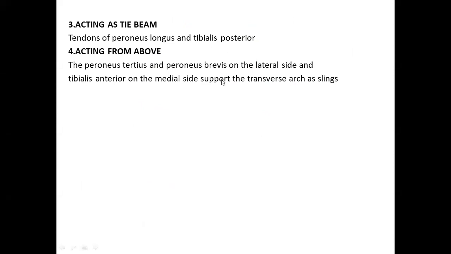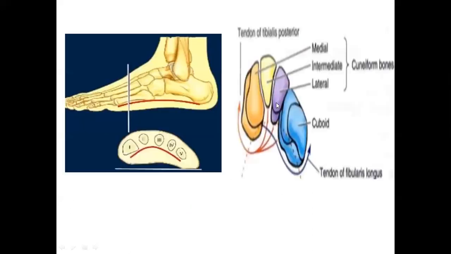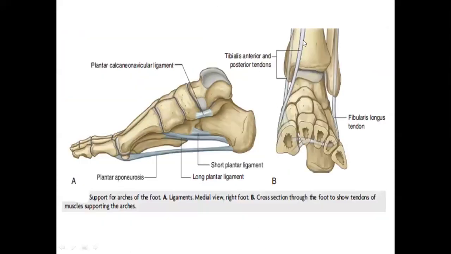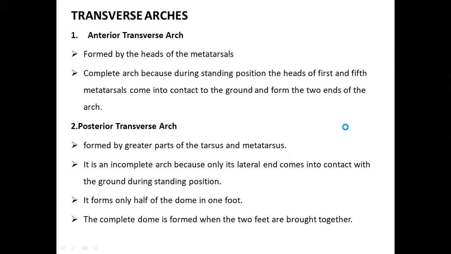Acting as a tie beam, we have the tendon of peroneus longus and tibialis posterior. Acting from above, the peroneus tertius and peroneus brevis on the lateral side and tibialis anterior on the medial side support the transverse arches. Tibialis anterior और posterior transverse arch को medially support करेगी और peroneus longus laterally करेगी.